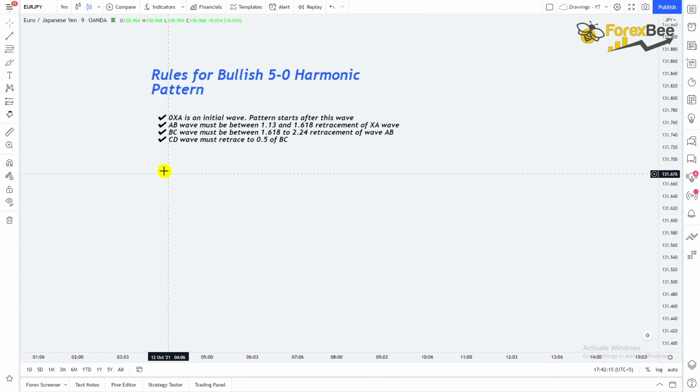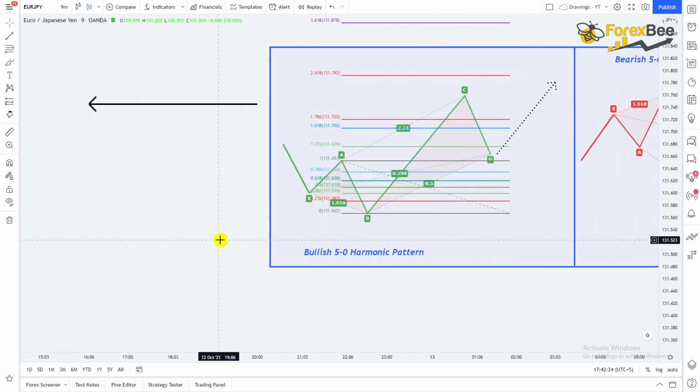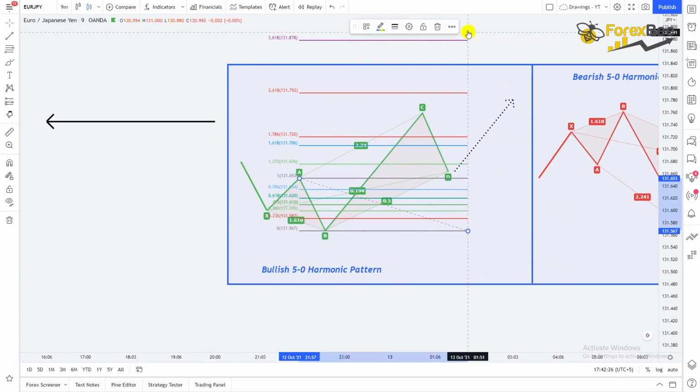Then if we go towards the fourth rule, it says the CD wave must retrace to 0.5 of BC. Let me go here and show you what this means, and let me just remove this.